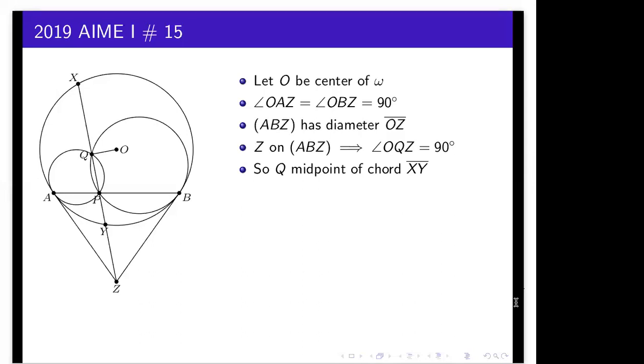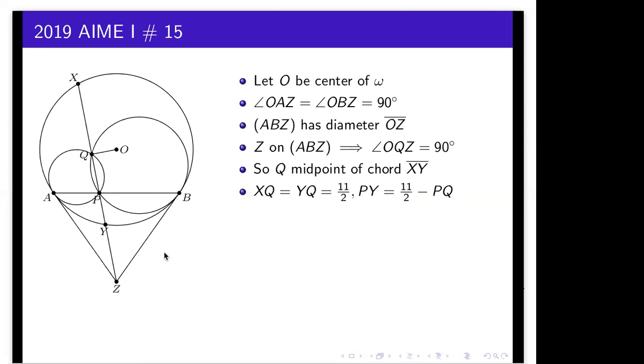So now we know what AP, BP, and XY are. Since we have the midpoint condition, we know that XQ should be 11/2 as well as YQ. And PY is going to be 11/2 minus PQ. We're using PQ as a variable here because that's what we want to solve for.